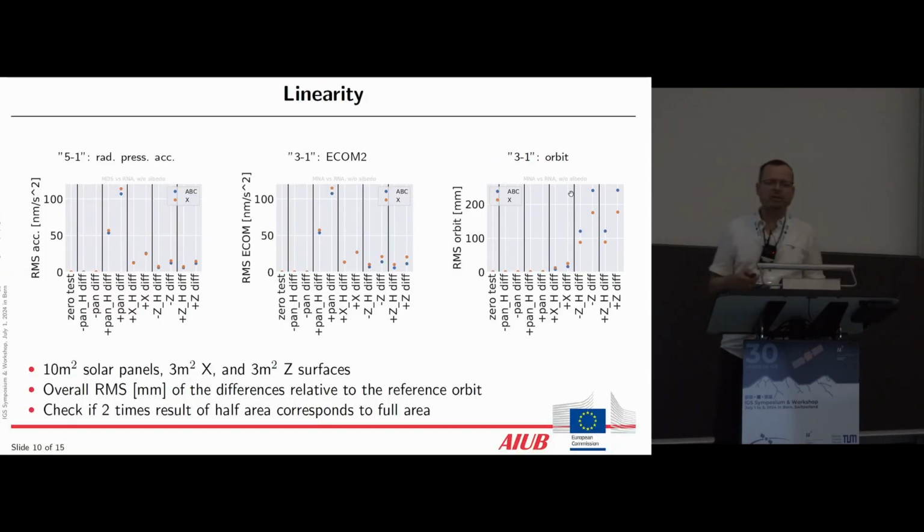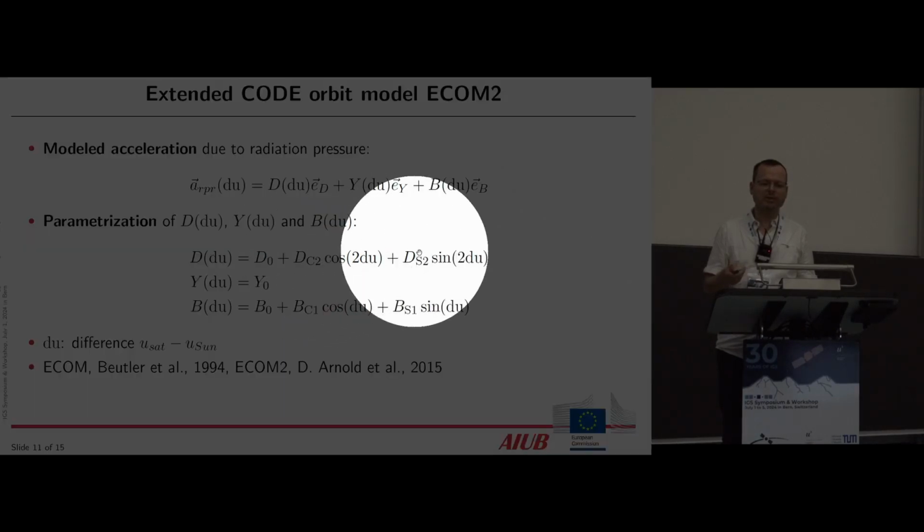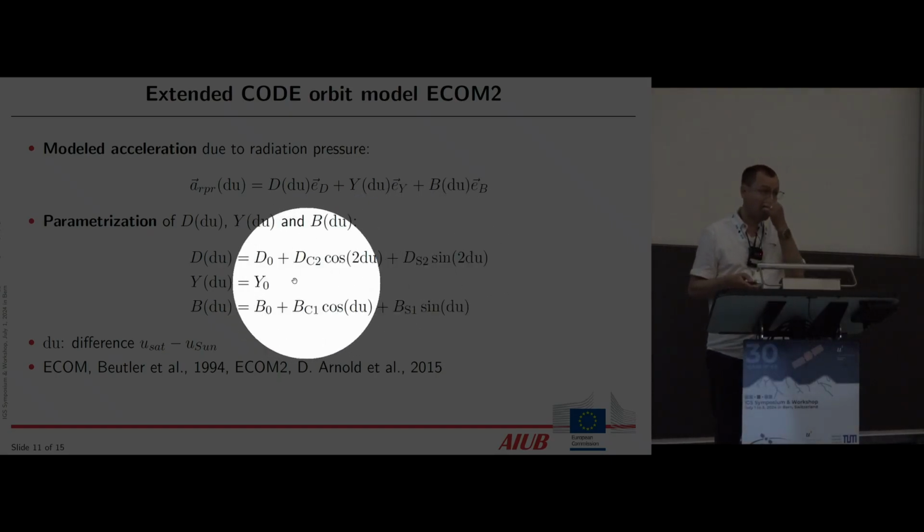This is just a reminder of the ECOM2 model, which we saw now several times. We have a twice per revolution cosine, twice per revolution term in direction of the sun, and the once per revolution term in direction D.